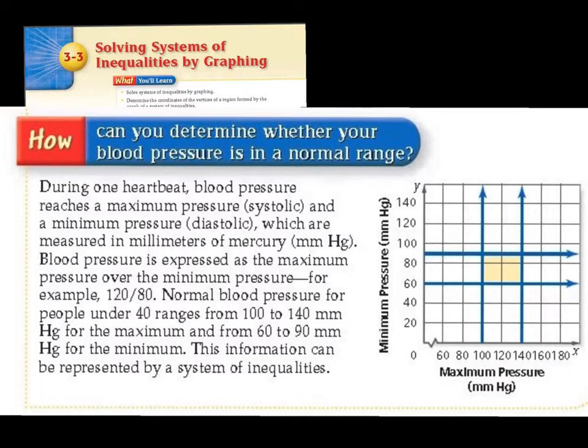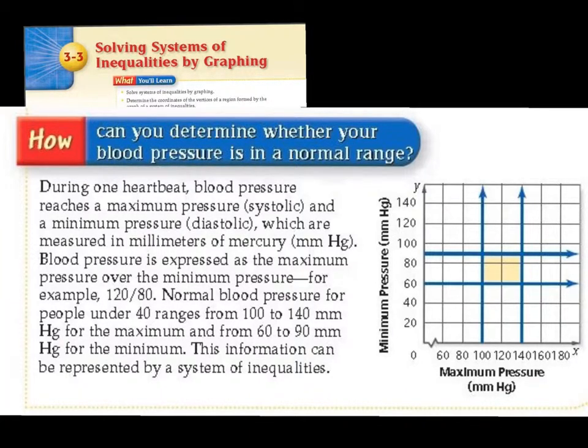During one heartbeat, blood pressure reaches a maximum pressure, systolic, and a minimum pressure, diastolic, which are measured in millimeters of mercury. The blood pressure is expressed as the maximum pressure over the minimum pressure, for example, 120/80. Normal blood pressure for people under 40 ranges from 100 to 140 for maximum and from 60 to 90 for the minimum. This information can be represented by the system of inequalities.